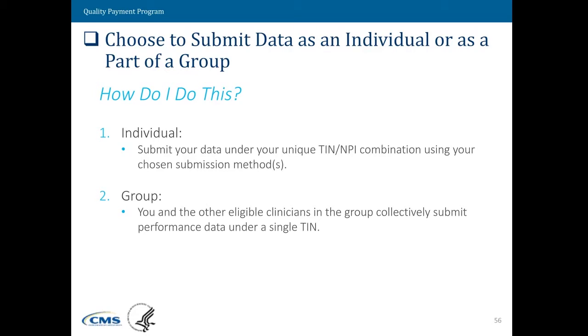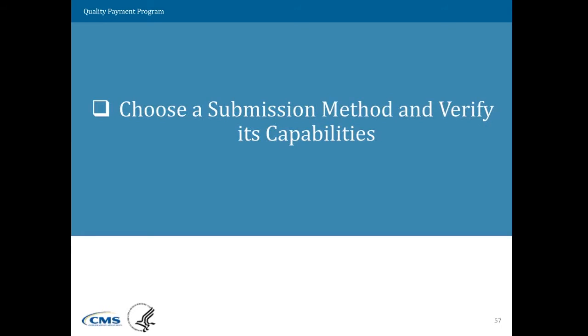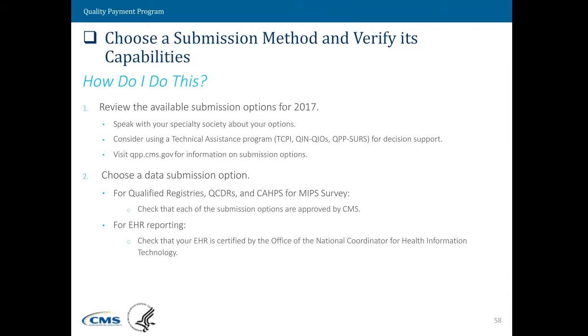Now let's talk about the next decision point, choosing a submission method. And how do you do this? How do you get your data to CMS? So on slide 58, you'll see a few suggestions. The good news is that if you have already been submitting data to CMS through either PQRS or Meaningful Use, for example, chances are you are already familiar with some of the submission methods that we have as options to report in the MIPS program.